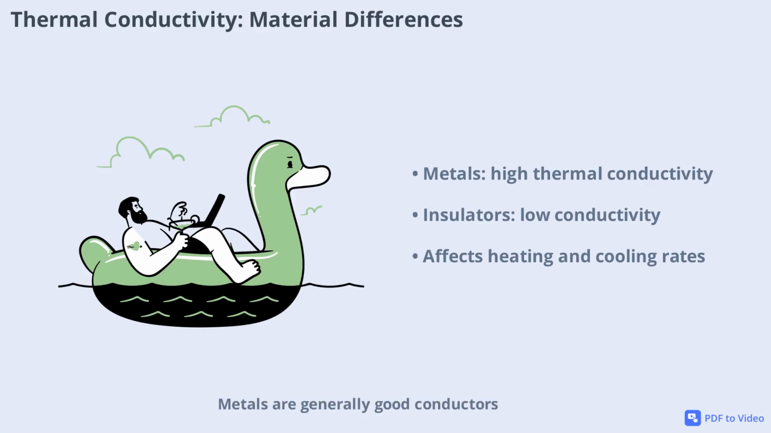Metals are generally good conductors, while insulators like wood and plastic are poor conductors. We'll discuss how this affects temperature changes and why material choice is important in thermal applications.